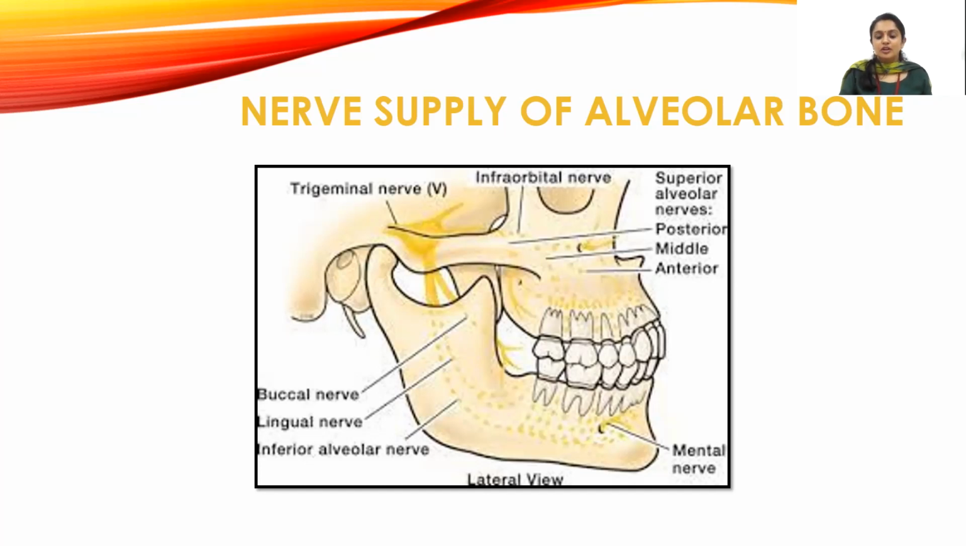Nerve supply of alveolar bone is provided by the trigeminal nerve. You find that the infraorbital nerve, the maxillary nerve plays a very important role, and the buccal nerve, lingual nerve, inferior alveolar nerve and the mental nerve supply the mandible. And the maxillary nerve also plays an important role in supplying the maxillary portion.